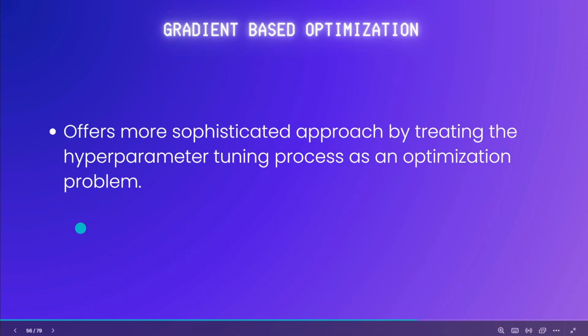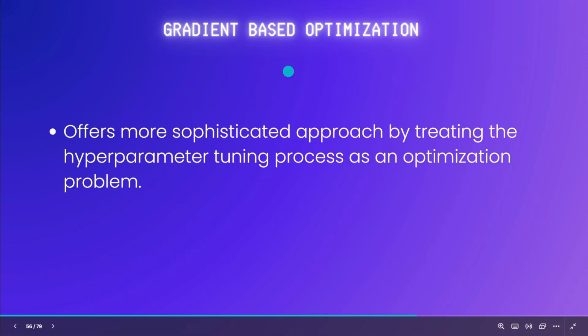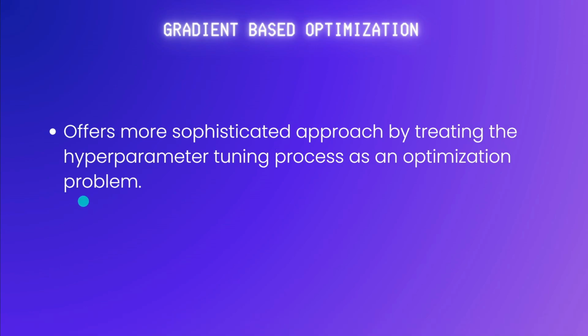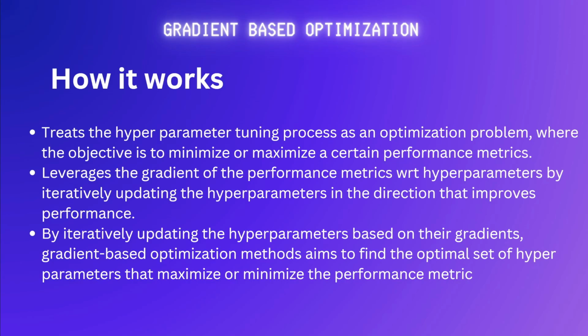And the last technique we have is the gradient based optimization. So gradient based optimization offers the most sophisticated approach by treating the hyperparameter tuning process as an optimization problem. So let's see how this works. So gradient based optimization basically treats the hyperparameter tuning process as an optimization problem.